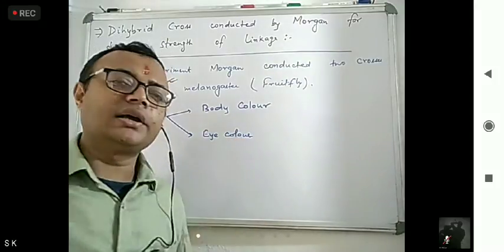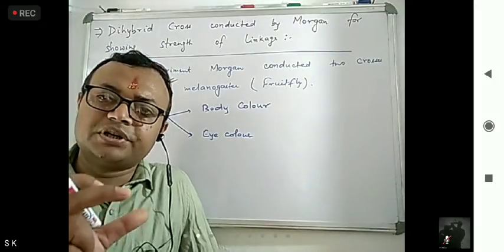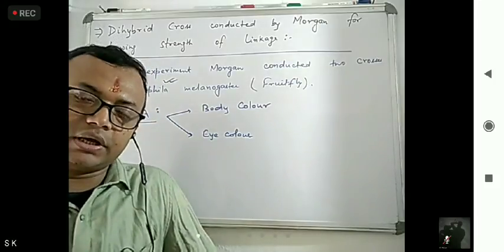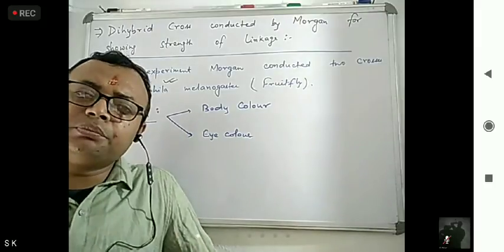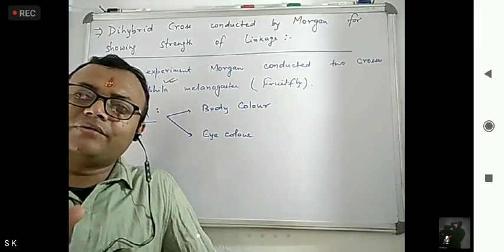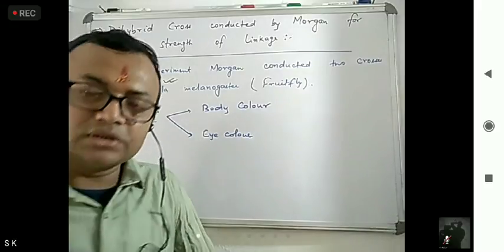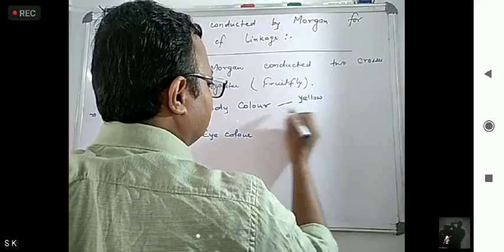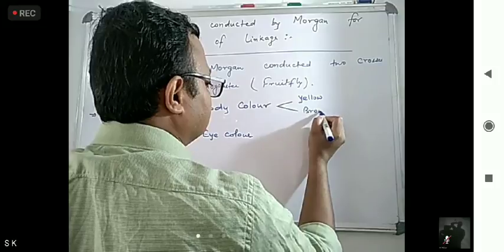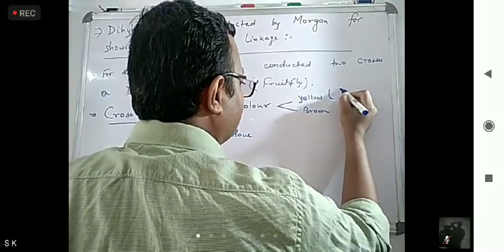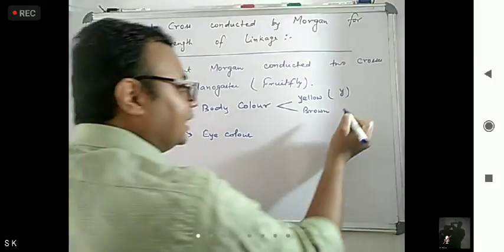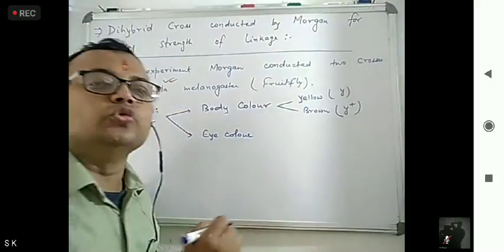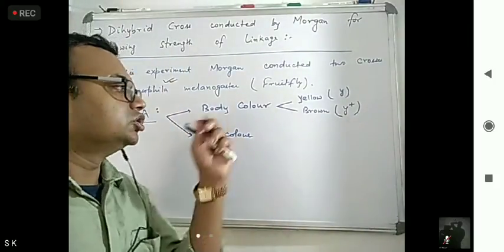Okay, these body color and eye color genes are present nearer to each other. In body color, they have two types of alleles: one is yellow and one is brown. Yellow is denoted with a small y, and brown, which is dominant, is denoted with y plus superscript.